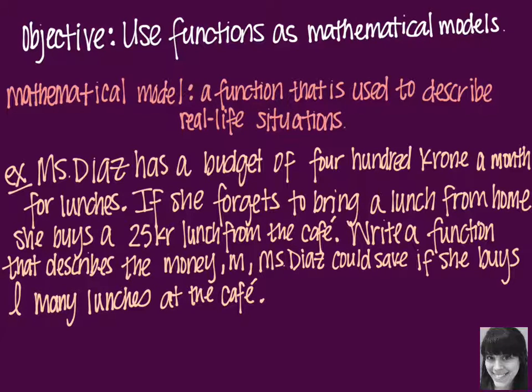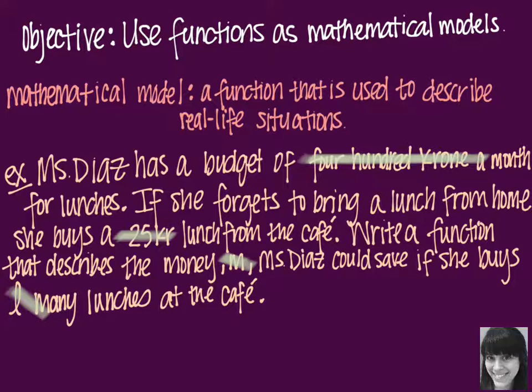Okay? So, some things to highlight. She has a budget of 400 kroner. Okay, that's important to note. And then every time she forgets one, she deducts 25 kroner from her 400. Right, so she's using 25 of that 400 for her lunch. Now, we're gonna write a function that describes the money I could save if I buy L lunches, okay?